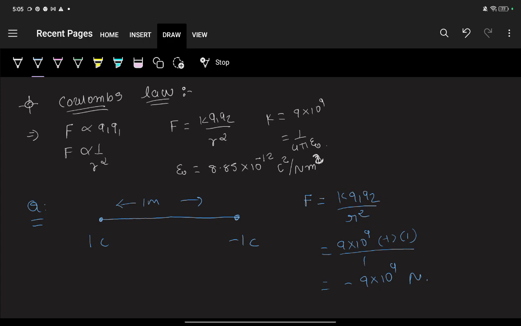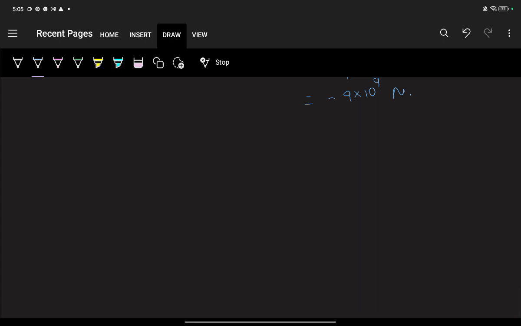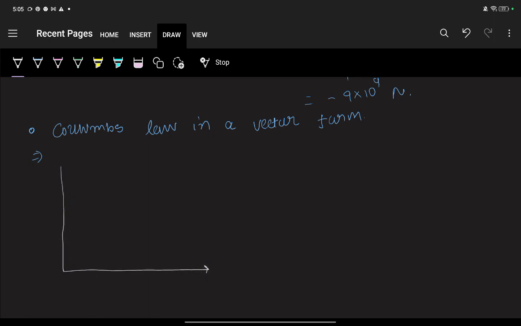Now let's talk about Coulomb's law in vector form. Let's say there are two charges which are situated. Let's say this is q1 and this is q2, and the distances from the origin are, let's say, this one is r2 vector and this one is r1 vector.